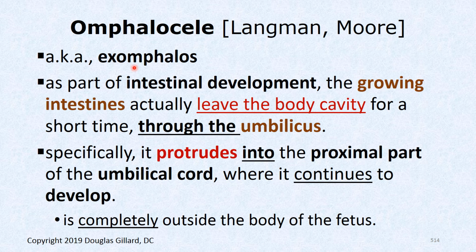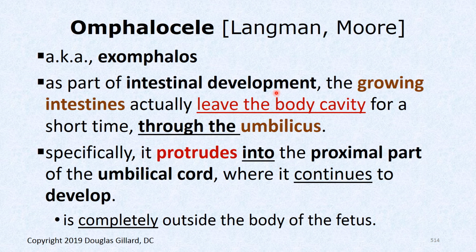It's also called the exomphalos. Langman and Moore, two board of chiropractic examiner books for chiropractors. So omphalocele, and everybody calls it this. As the intestines develop, or part of the intestines develop, and we'll get to the development of the intestines later, but I'll tell you right now, as the intestines develop, they do something weird. They need more room. They're growing so big. They actually grow right out of the belly button into the umbilical cord.